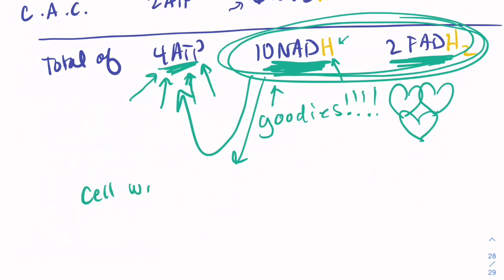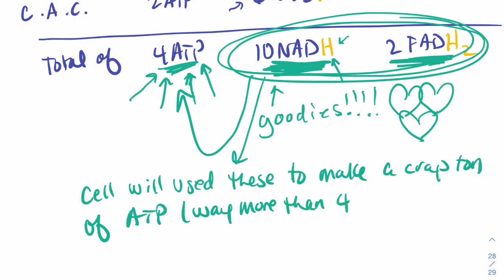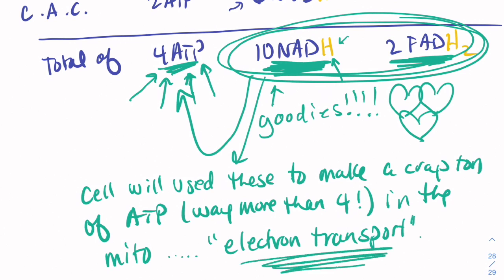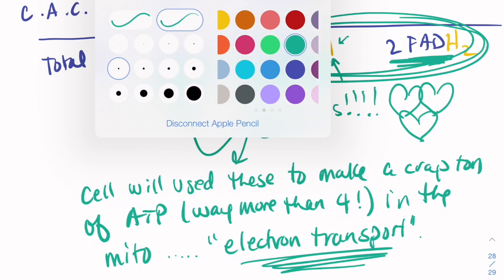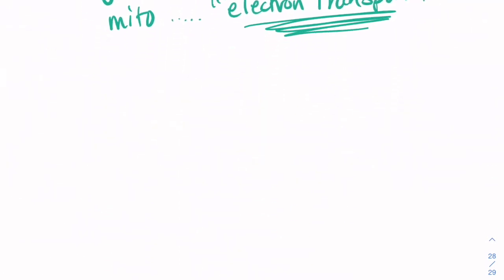Let's write this down. Cell will use these to make a ton of ATP, way more than 4, in the mitochondria through a process called electron transport. Electron transport. There we are. Before we can go into the details of electron transport, we have to talk a little bit about the mitochondria and what's going on in there. I want a better orange here for the mitochondria. That's a better orange, more of a tangerine orange.